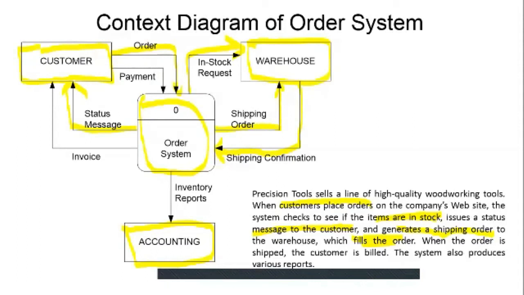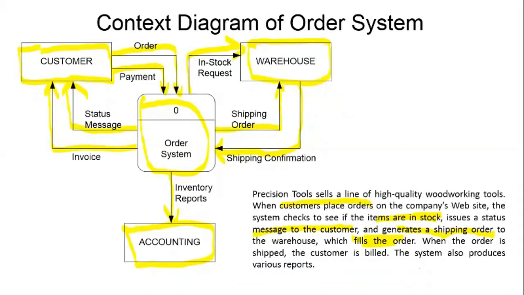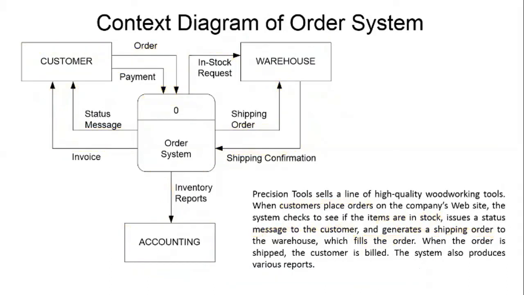When the order is shipped, the customer is billed. That means the system sends invoice to the customer and in return, the customer gives the payment. The system also produces various reports. So various reports are sent to the accounting department. Let's make the data flow diagram from this context diagram.